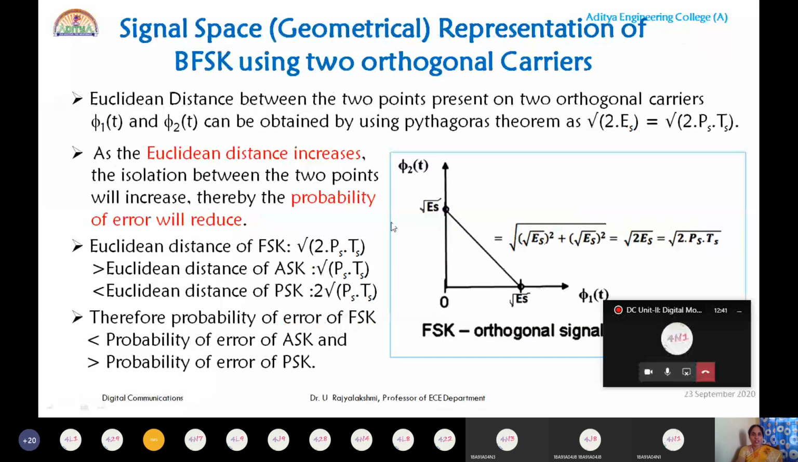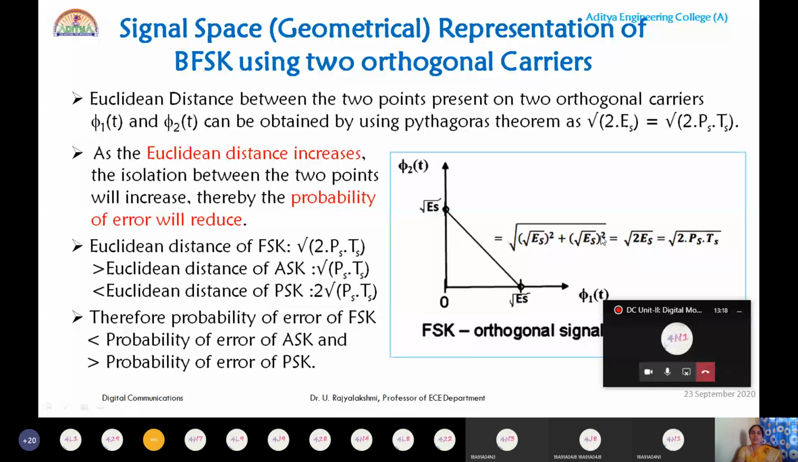Now we already evaluated the Euclidean distance. We defined that if the Euclidean distance is high, then only our probability of error will be low. So the Euclidean distance for two orthogonal carriers will be very high. That's why we assumed the case considering the carriers as orthogonal to each other. So both are perpendicular to each other and each has a magnitude of root PsTs, that is nothing but root Es. Okay, so root Es on the x-axis and root Es on the y-axis.